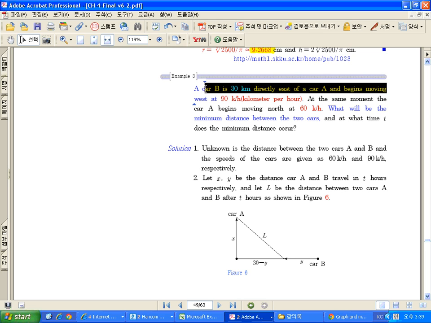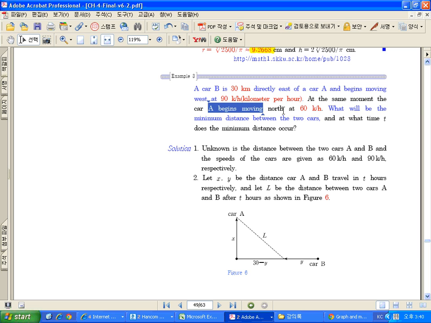Example 3 says a car B is 30 kilometers directly east of car A. So car A was here and B was here, 30 kilometers apart at the beginning. B begins moving west at 90 km per hour. The car moves from here to here at 90 km per hour. And at the same moment, car A begins moving north at 60 km per hour, like this. What will be the minimum distance between the two cars?